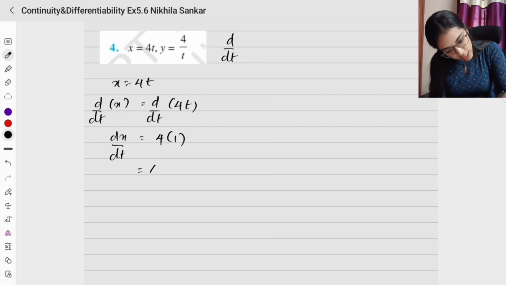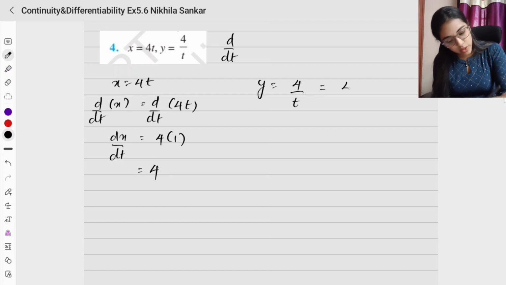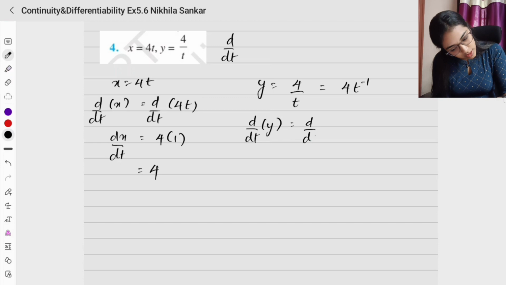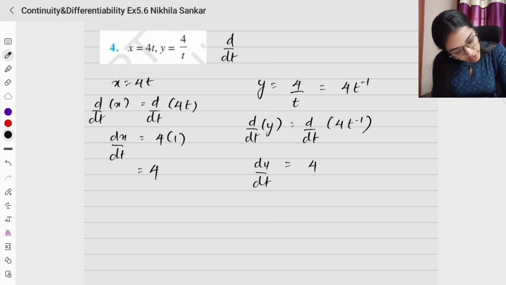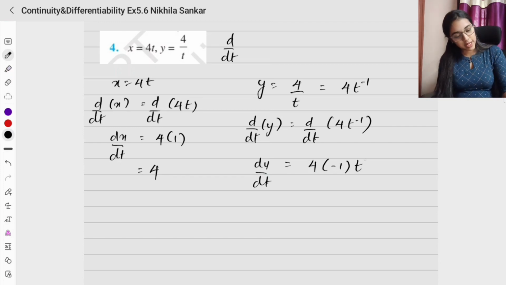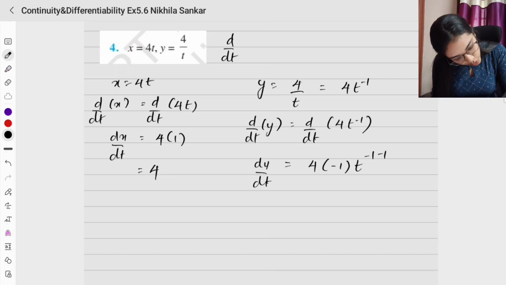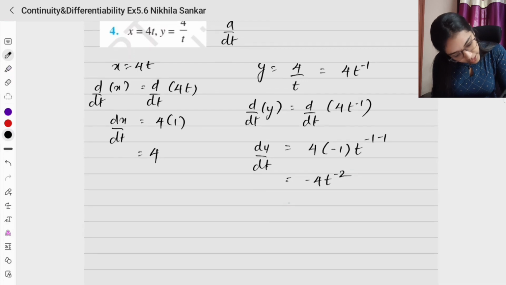Y equals 4 divided by t, which can also be written as 4t to the minus 1. Correct? Now d by dt of y equals d by dt of 4t to the minus 1. dy by dt is, 4 is a constant, t to the power minus 1, the minus 1 comes down, and the power will get reduced by 1. So what will this be? Minus 4 t to the power minus 2, which is going to be minus 4 divided by t square. Correct? This is my dy by dt.